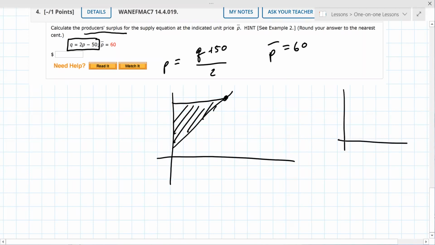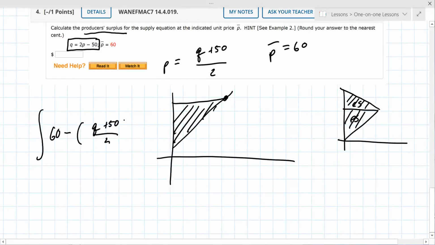If you've taken any econ class, they almost always give you problems where you have to find the consumer surplus and then the producer surplus. Yeah, exactly what we're doing here. So it's a slightly different formula because you're finding the area underneath. So it ends up being the integral of this P bar 60 minus the function. So it's Q plus 50 over 2. It's 0 to whatever the intersection point is.